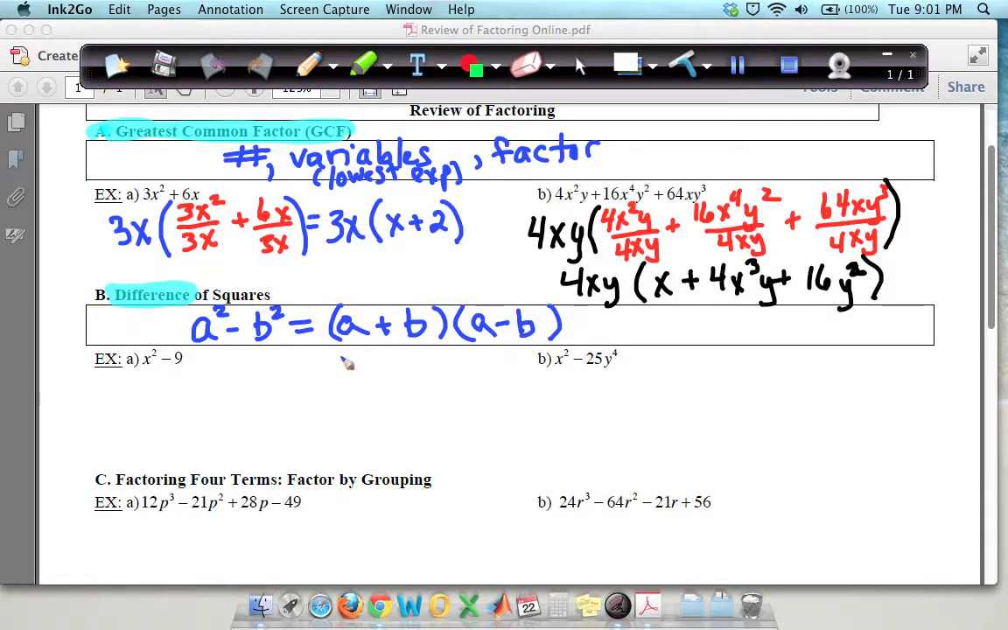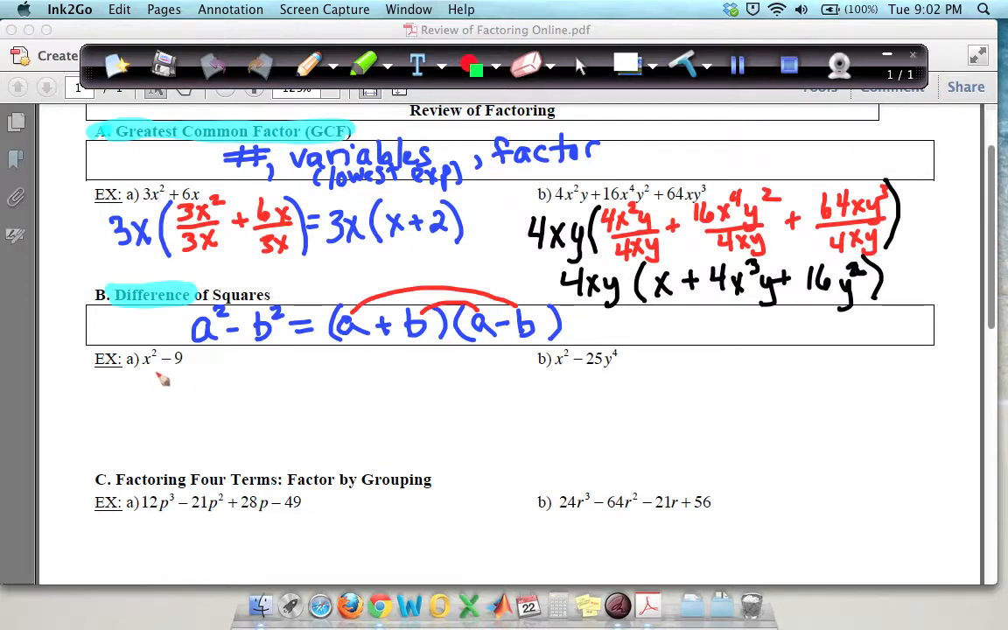And when I first teach this, we talk about FOIL, that if you FOIL this out, you would see when you do that your outside terms and your inside terms cancel. You'll have a negative ab and a positive ab, and that's why this can factor to be a plus b, a minus b.